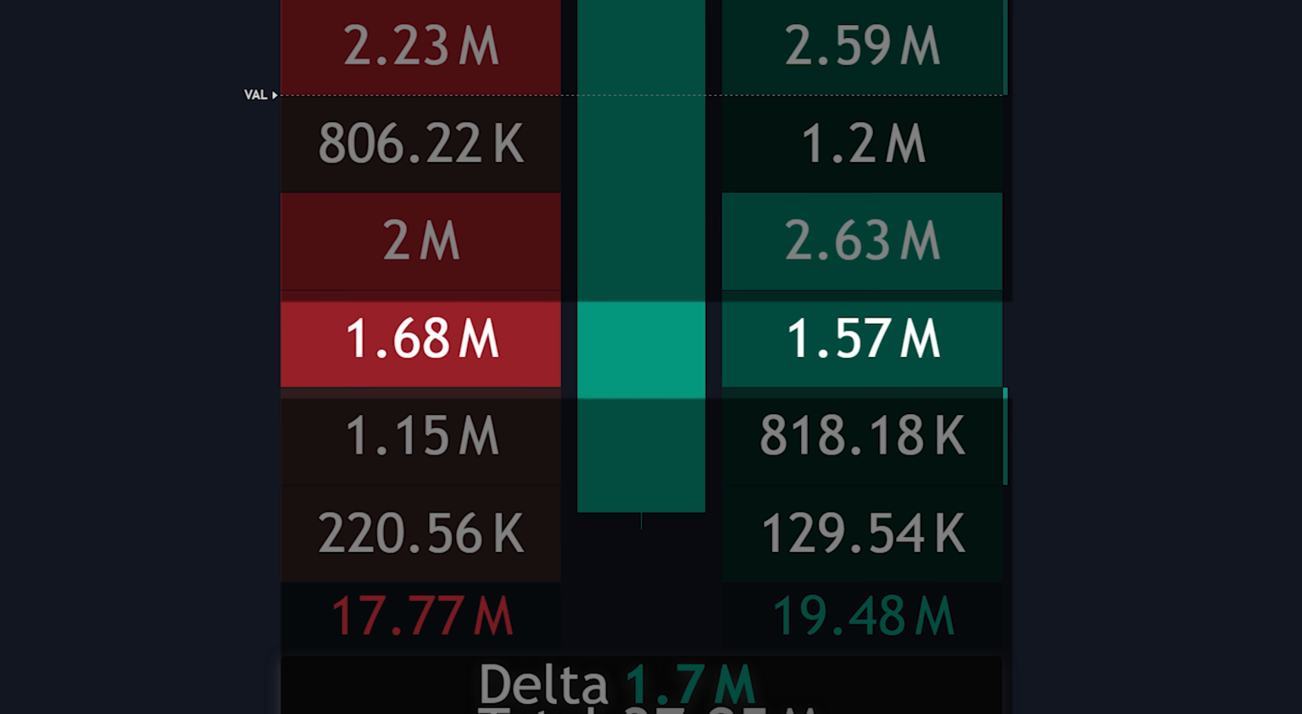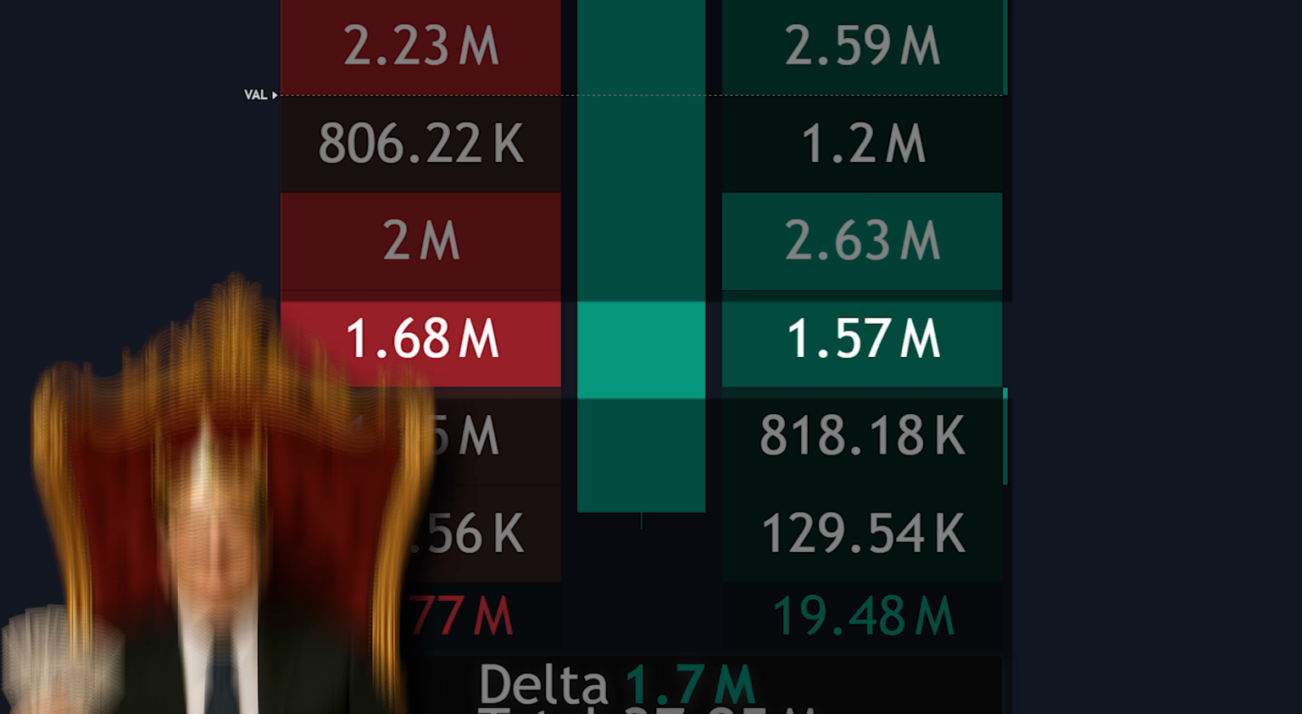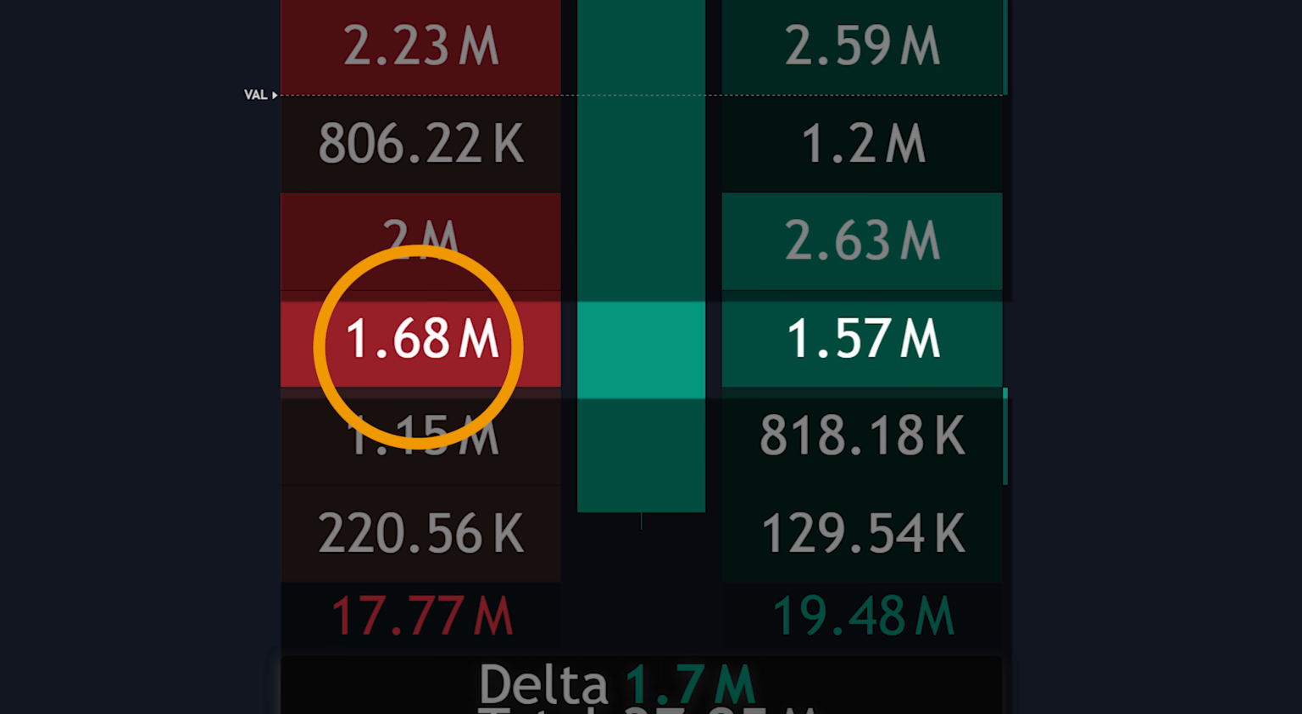So if we zoom in here, there is 1.68 million in sell volume executed at this specific price, while there is only 1.57 million in buy volume. So in essence, there was way more seller activity at this price compared to buying activity, meaning sellers held control while we were at this specific price.